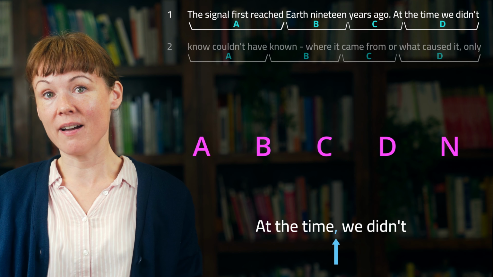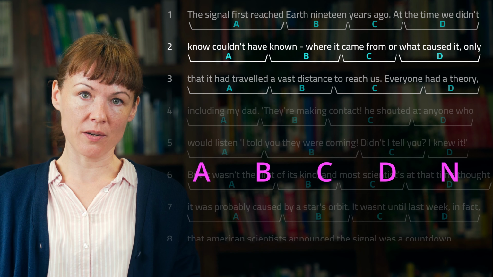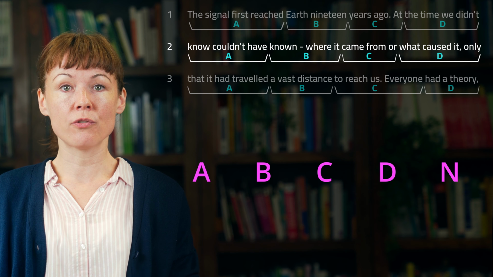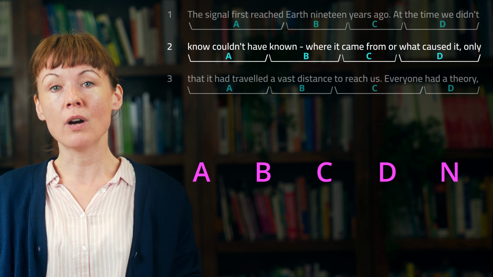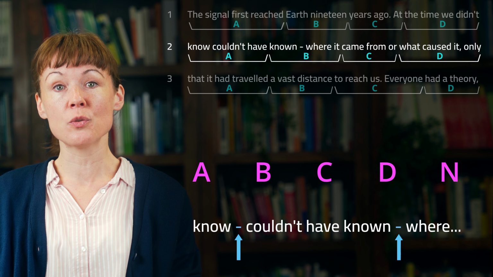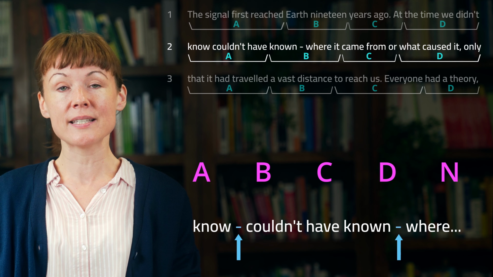Okay, we've already seen where the mistake lies in the first line, so let's take a look at the next one. The beginning of line 2 continues on from line 1, and the passage is meant to read, "We didn't know, dash, couldn't have known, dash, where it came from." A pair of dashes can sometimes be used to draw the reader's attention to extra information, rather than a pair of commas or brackets. But here, the writer forgot to put in the first dash. Therefore, the mistake in this line is in box A.